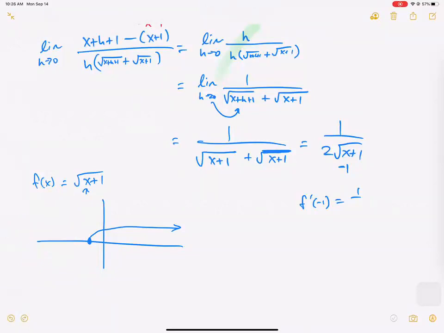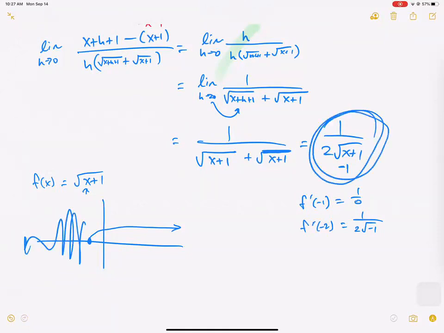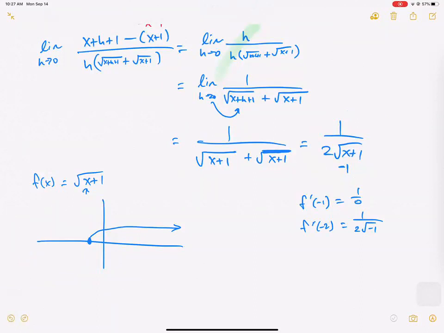Guess what? If I plug in negative 2, this would have been 2 square root of negative 1. Can we take square roots of negatives? Nope. There are no derivatives here. And the derivatives don't work when the square root is negative. Totally predicted it.